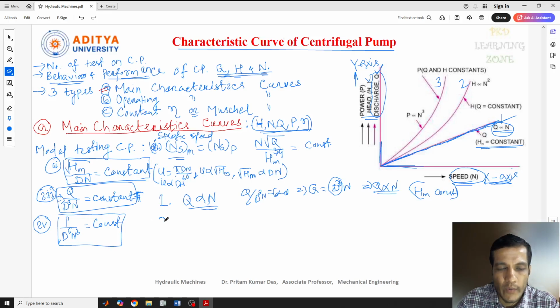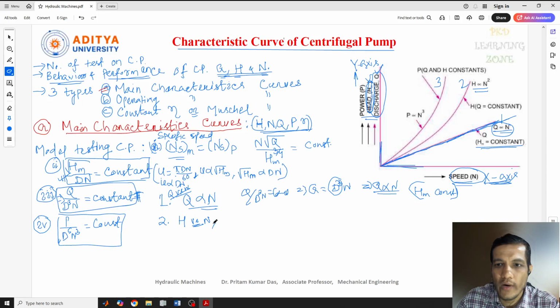Now we'll come to the second one. The second one, which is plotted here, is showing the relation H directly proportional to N square. That is the relation of head, this equation. Okay, let me tell you. This second one is showing the relation of head. See, in the x-axis, I'm always keeping the speed fixed, so on the y-axis only the parameters are varying. So the second one is showing head. This one is Q versus N, and here this is H versus N.